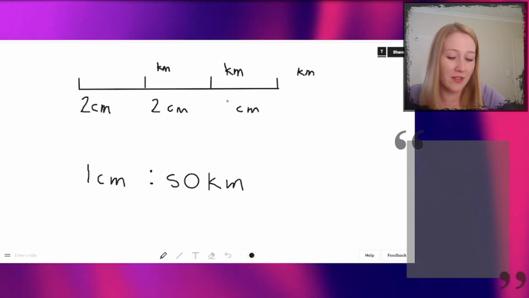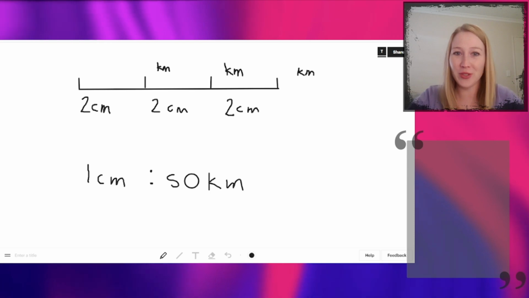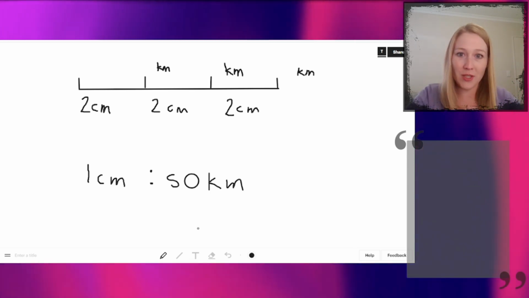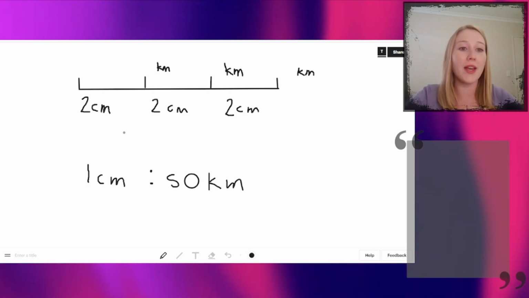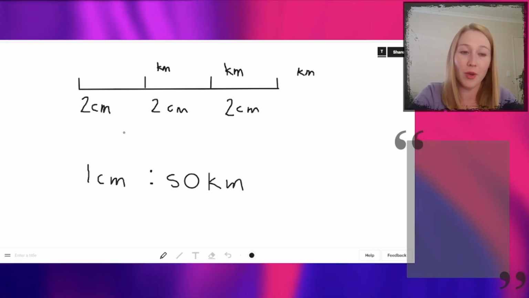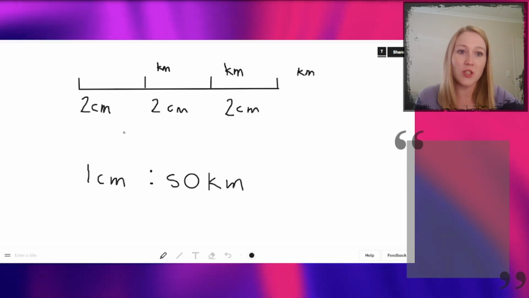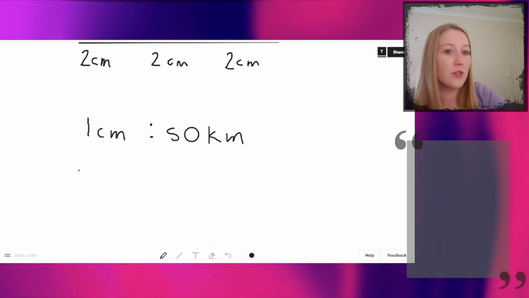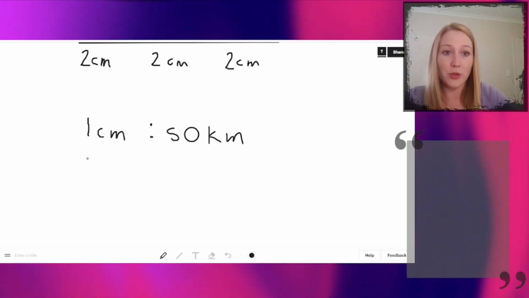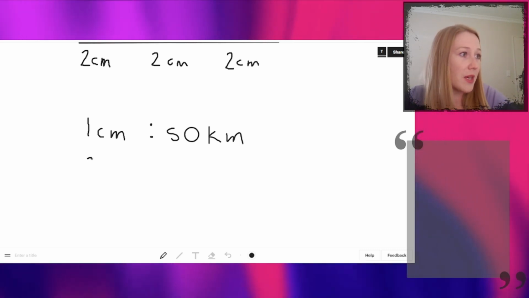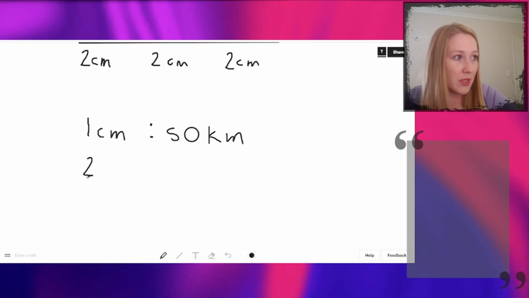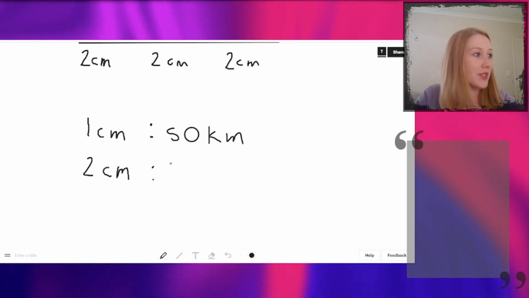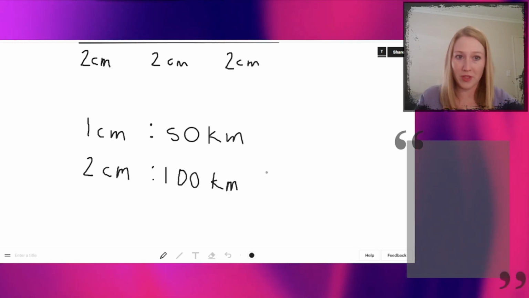Okay, now it's 2 centimeters. So each interval is 2 centimeters that we measured, and I want the actual scale to still be the same. So I still want 1 centimeter to represent 50 kilometers. So if this ratio is still going to be the same, then that means 2 centimeters is representing 100 kilometers. Okay, with me so far?